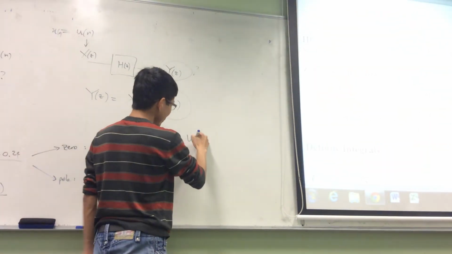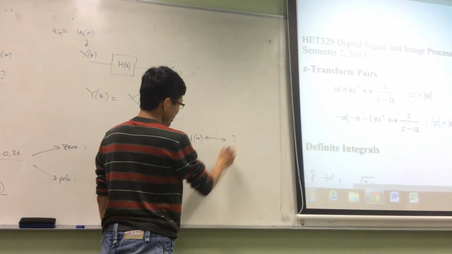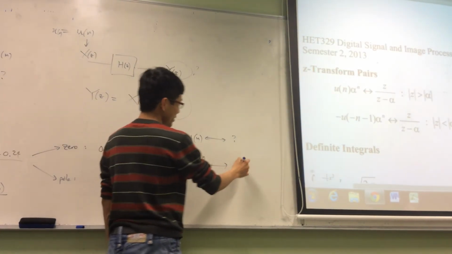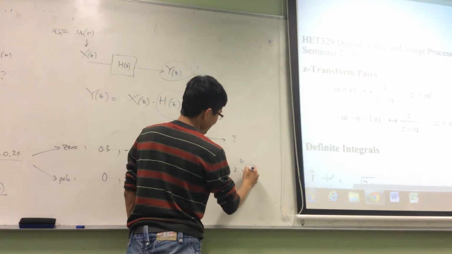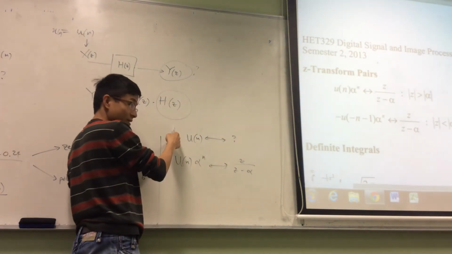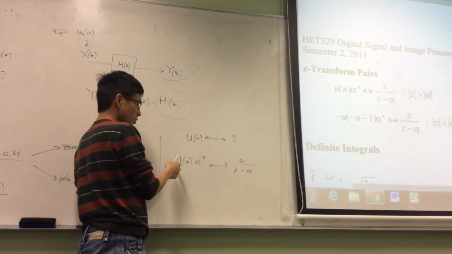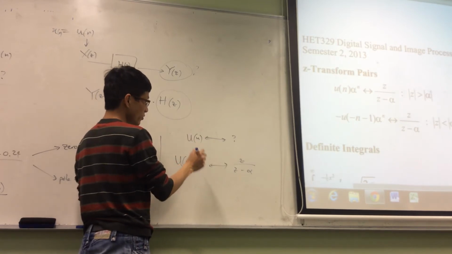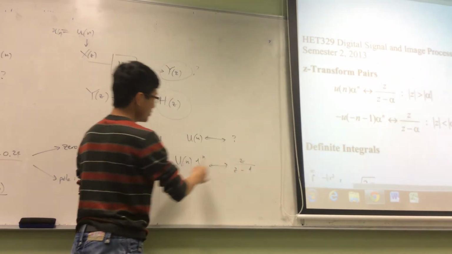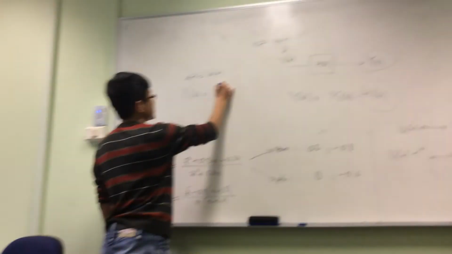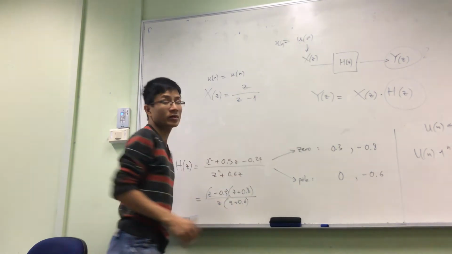Right, we need to find the Z transform of un. In the formula sheet you have un, alpha power n, is z over z minus alpha. How does this look like that? Alpha is equal to 1. There you go. So the Z transform of un is z over z minus 1.